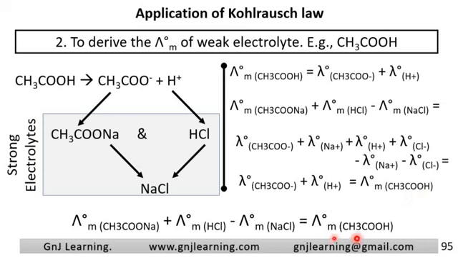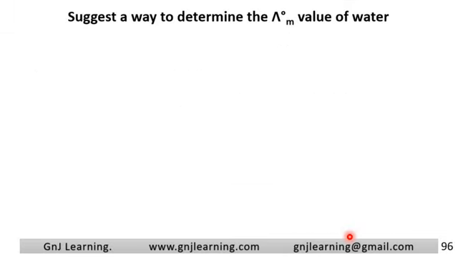How? First I am choosing two electrolytes that have a common ion with acetic acid. Then I am choosing an electrolyte that has a common ion with that strong electrolyte but not with acetic acid. Then I am subtracting it. I am getting the value. So this is the second application of Kohlrausch law. There are still more applications, but before that we will see one more problem.